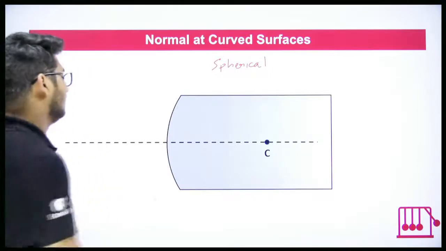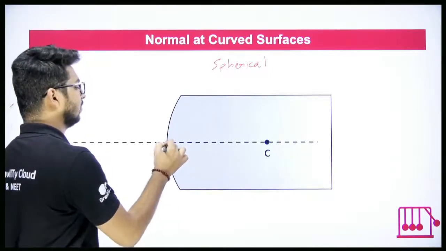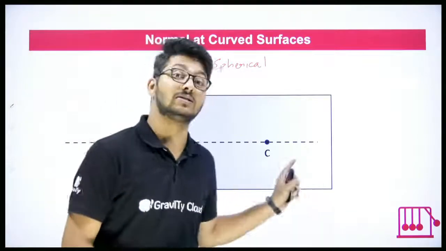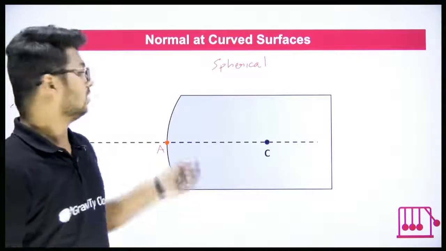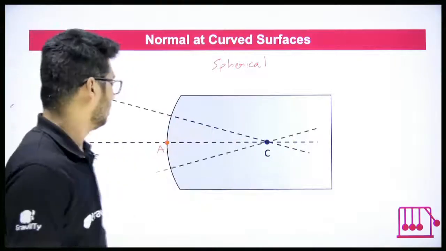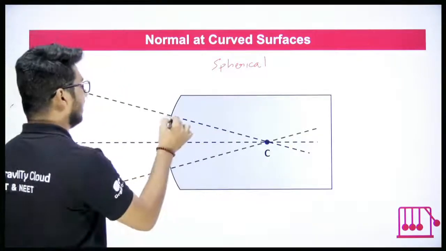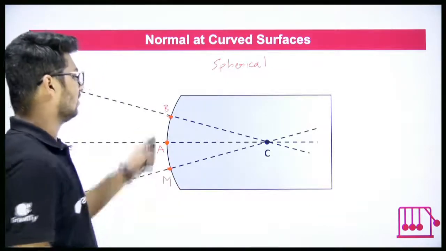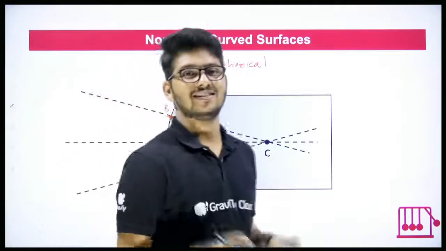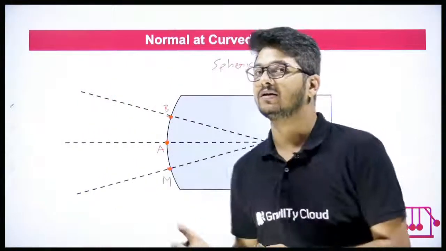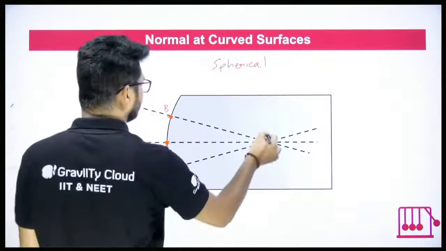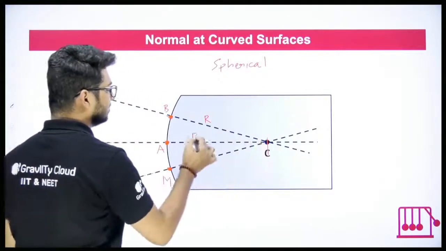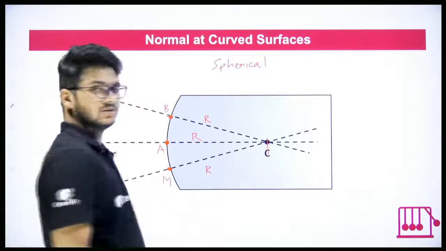Keeping that in mind, remember this: at any point on the surface, if I want to draw a normal, it will pass through its center. See, at this point A, if I am drawing the normal, it is passing through its center, the center of curvature. Here also it passes through the center. So at A, at B, at M, at all these points, the normals pass through the center. And what is this distance from C to B? C to B is the radius, C to A is the radius, C to M is also the radius.